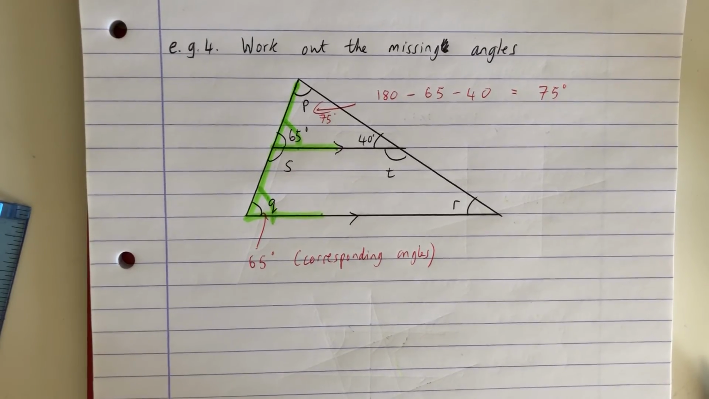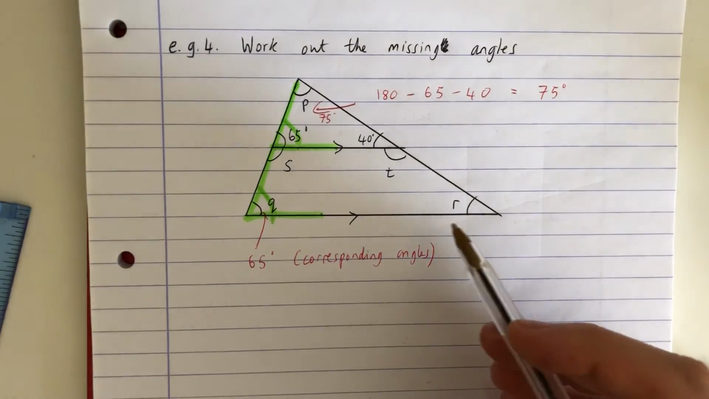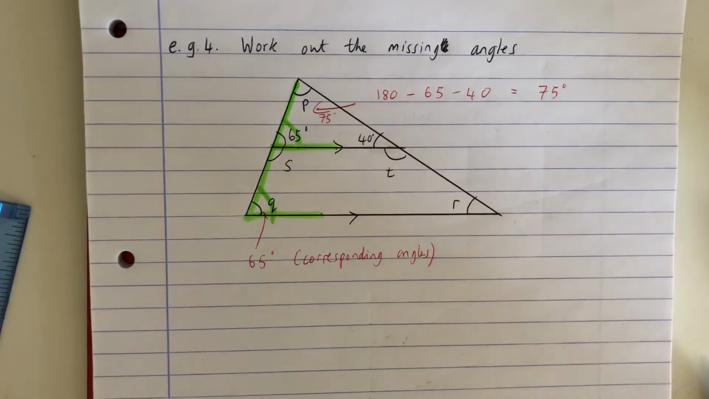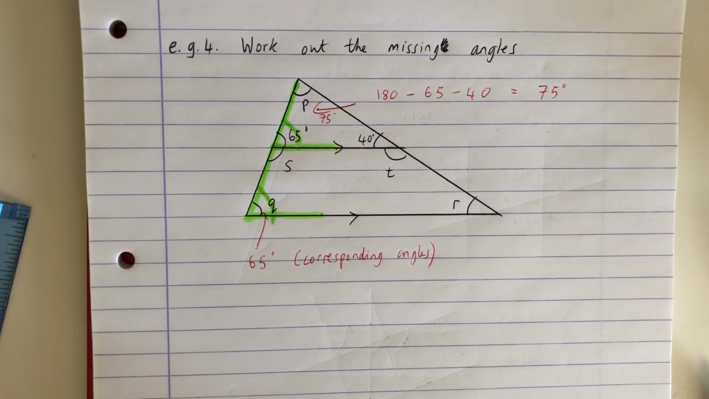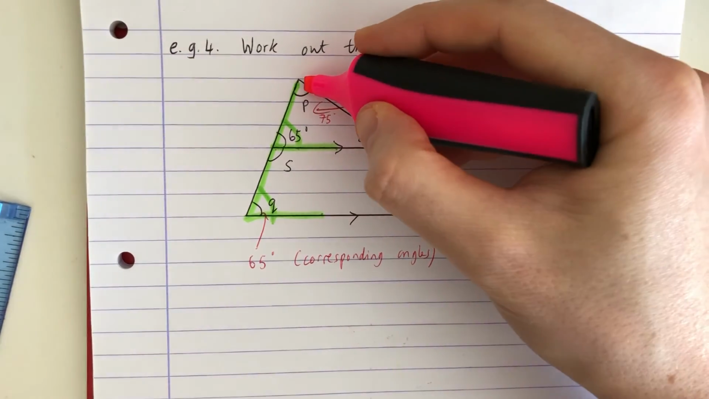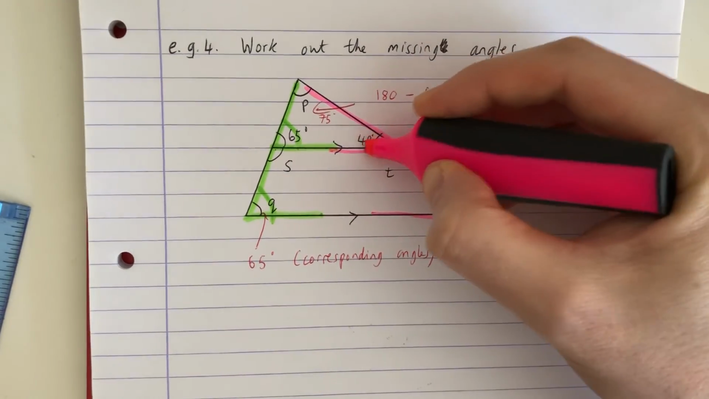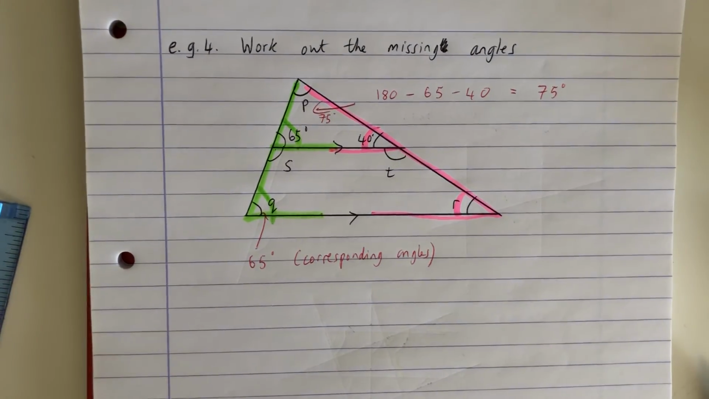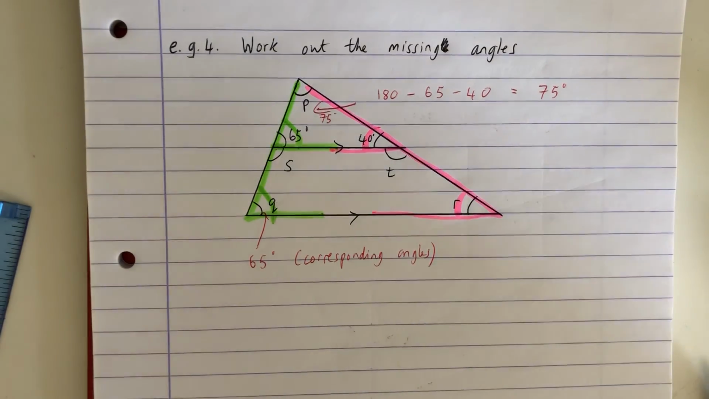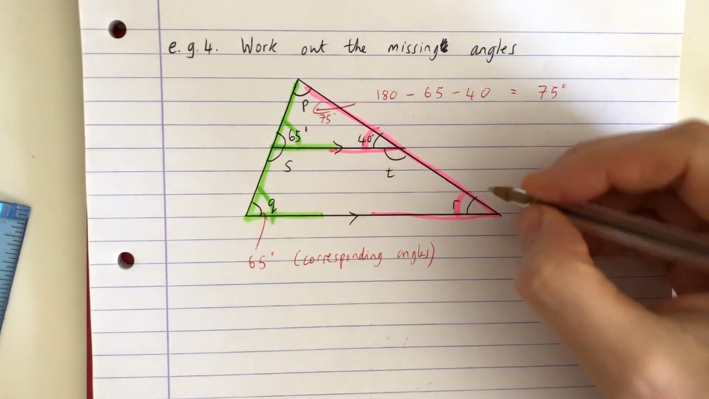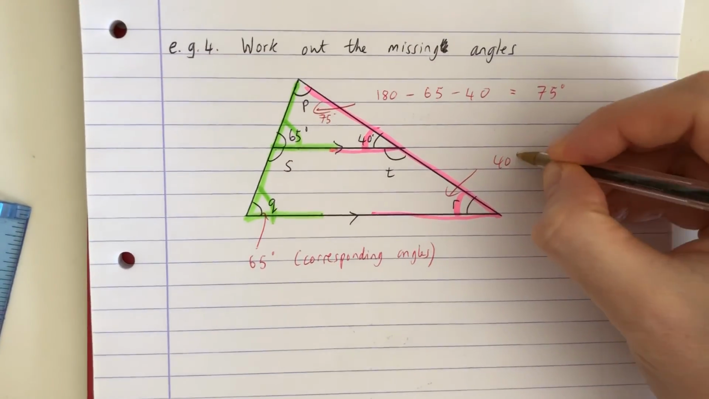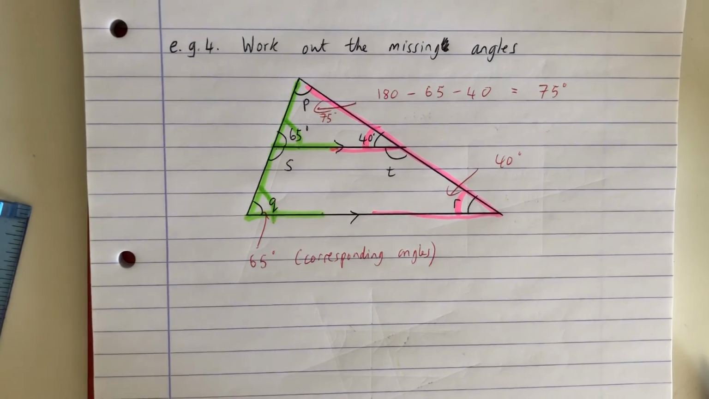Okay, P, Q, R. R next. Any ideas on how to work out R? Again, this is upside down a little bit, but there is an F angle there, which means R is equal to 40 degrees. Matches up with that angle there. 40 degrees. Again, corresponding angles are equal.